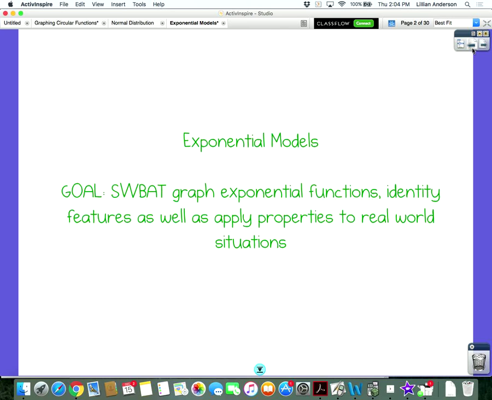So today, you guys are learning about exponential models. The goal is that you'll be able to graph exponential functions, identify features, as well as apply properties to real-world situations. And the truth of the matter is that you're going to complete this activity, the investigation, so that way you can see and write down things that you notice about different types of formats of exponential functions. Okay, so go ahead and complete the first couple of slides.